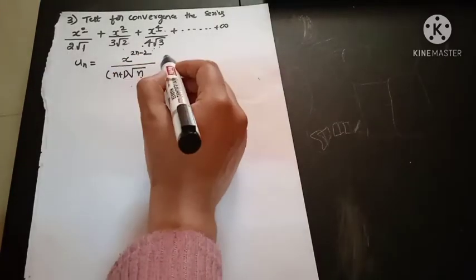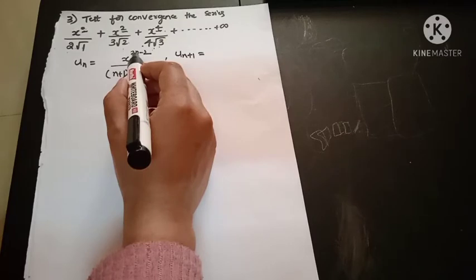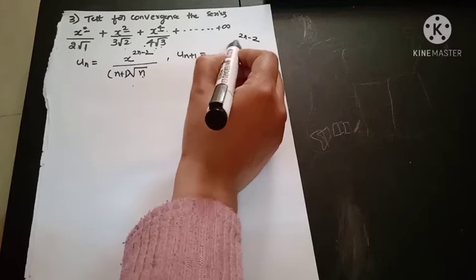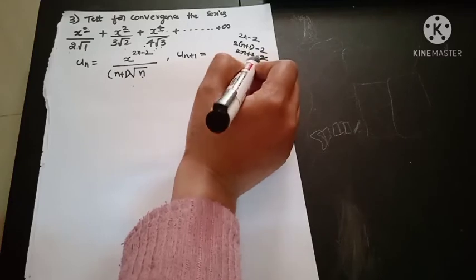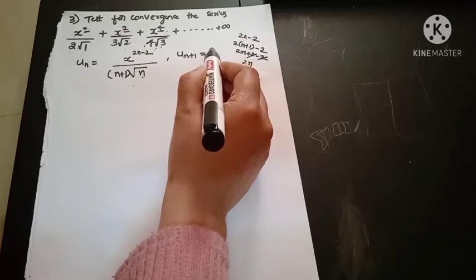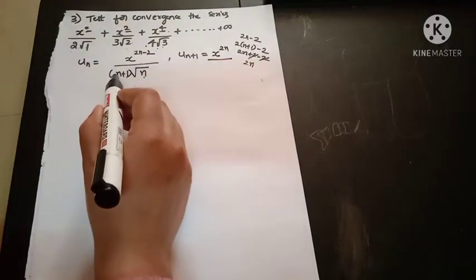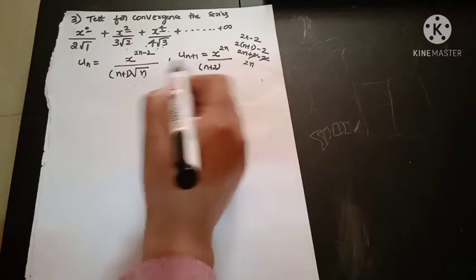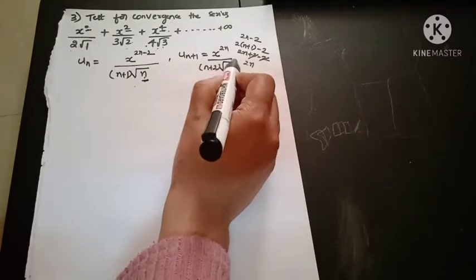If we get un, then what will be our un plus 1? un plus 1 will be, replace n by n plus 1. So here we have 2n minus 2, replace it by n plus 1, 2n plus 2 minus 2, which cancels, and the answer is 2n. So un plus 1 will be x to the power of 2n upon, if we replace n by n plus 1, n plus 2, and replace n by n plus 1 here, so this will be root of n plus 1.